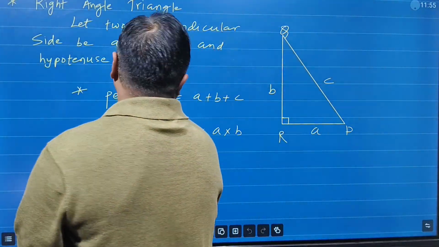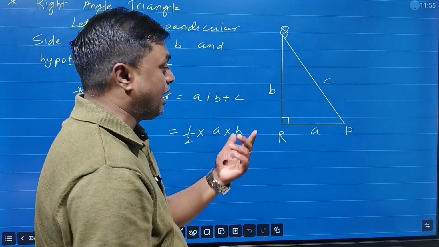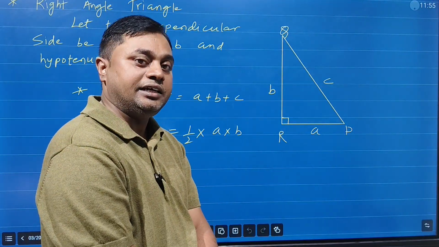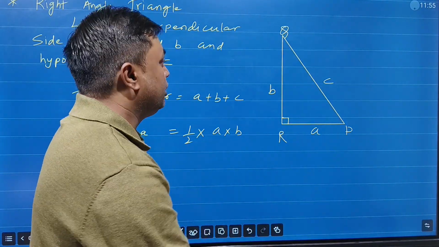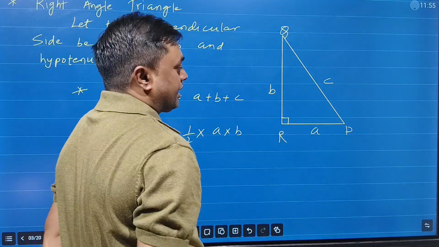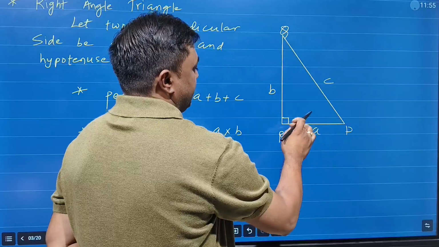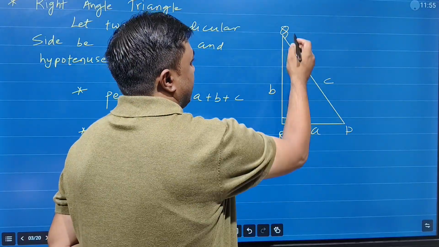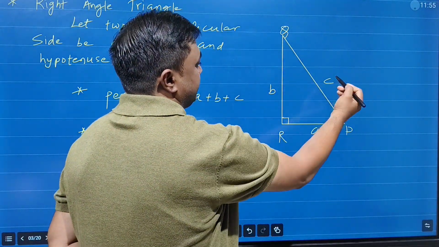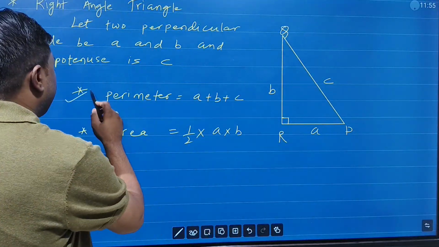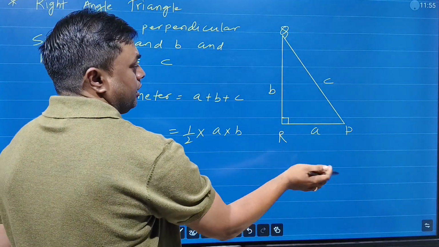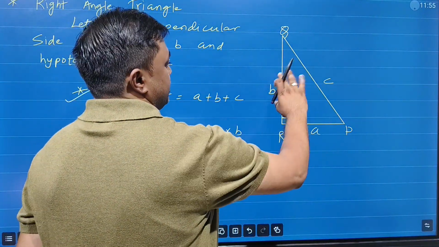Right angle triangle. What is a right angle triangle? If one angle of a triangle is 90 degrees, then it is called a right angle triangle. So this PQR is a right angle triangle. So consider this PR length as A, QR length as B, and PQ length as C. How do we find the perimeter? Perimeter of this triangle is A plus B plus C. This plus this plus this.